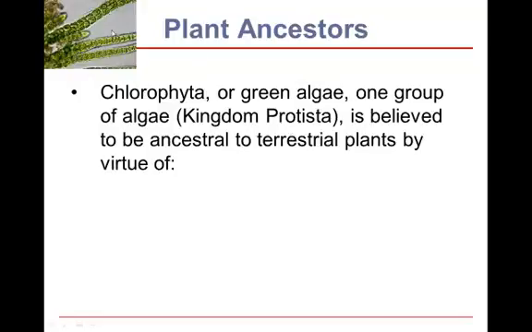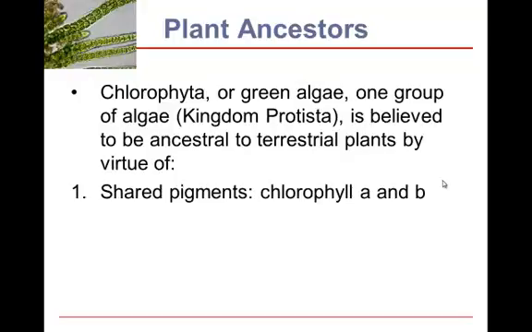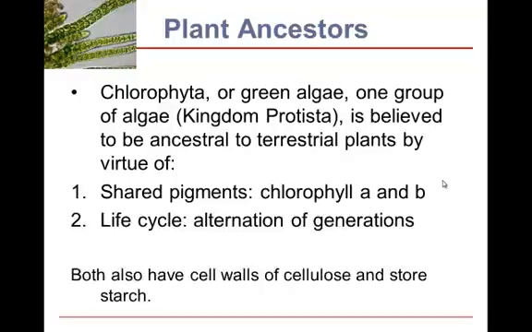This is what they look like up in the upper left. At least some of them look like this. And the evidence which supports the Chlorophyta as ancestors of plants is that they have the same pigments, chlorophyll A and B. You can recall when we did thin layer chromatography when we were studying photosynthesis, and you actually saw chlorophyll A and B. They have the same life cycle, alternation of generations. We're going to learn about that a little bit later. And there are several other features. They both have cell walls of cellulose, and they both store energy as starch. And so these four features really tell us that plants are closely related to the Chlorophyta.